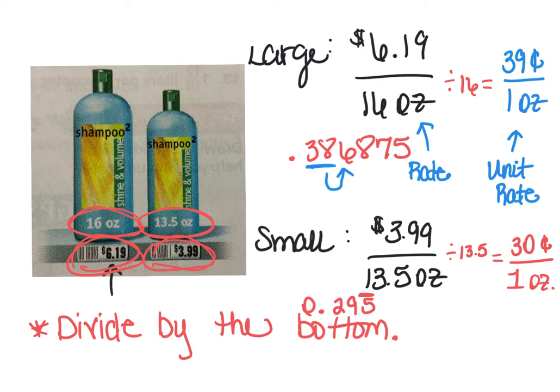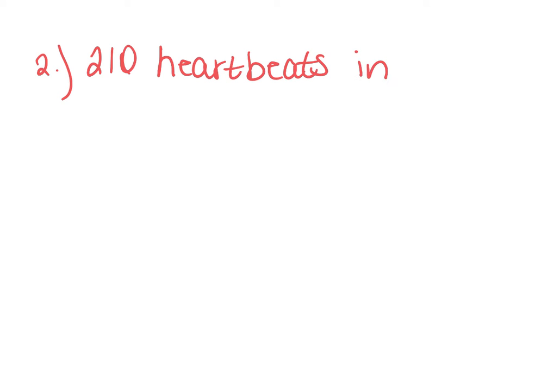Okay, let's look at another. So number 2. 210 heartbeats in 3 minutes. So we're going to calculate a unit rate to figure out how many beats per minute. So if I want to know how many beats per minute, which one's going to go on the bottom and be my unit?